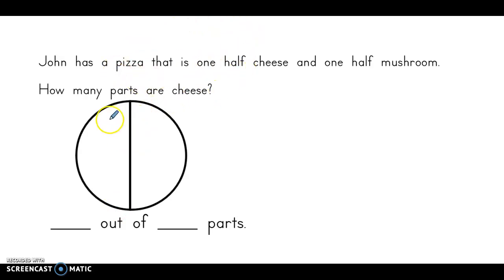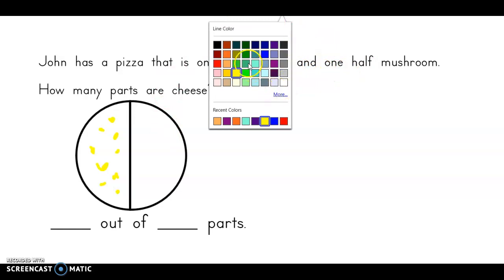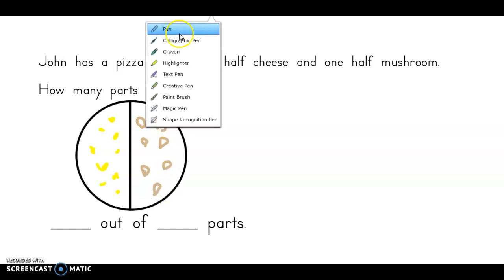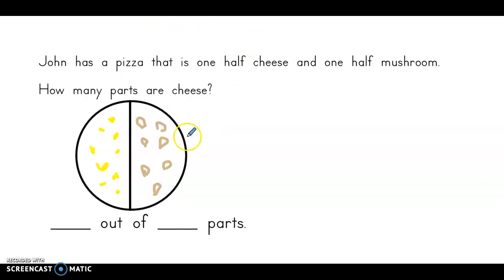So I'm going to get my pen here to draw some cheese. All right. And then I see the other half has mushrooms. So let's do my best to draw some mushrooms here. So I'll just kind of go like that. And now I have a picture that I can look at to better help me answer the question of how many parts have cheese. And I can see that one out of two parts have cheese.